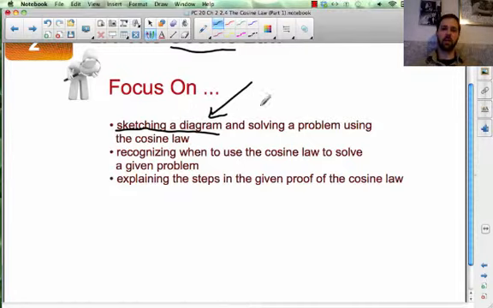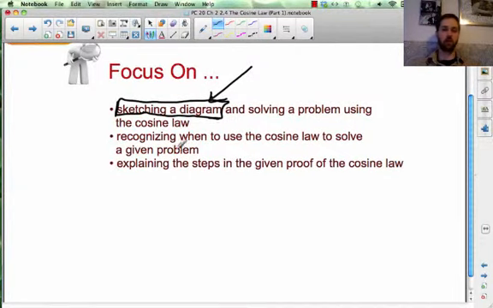This is kind of key. I have basically never solved a sine law or cosine law problem without sketching a diagram of the triangle. Just for me, it just doesn't work until I see it. I don't know which law to use until I can see every angle that I'm given and every angle that I need to find. So sketching a diagram, in my opinion, is one of the most important things you can do when working on cosine and sine law.